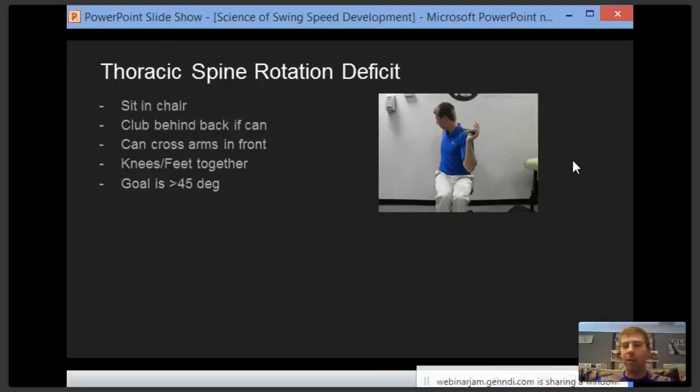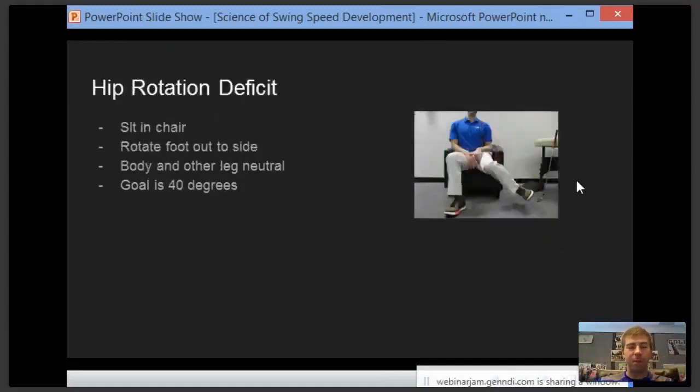So adult meaning 50 plus. There is a difference, and there's a difference between guys and girls too. But this looks at your T-spine rotation, and then a hip rotation deficit. So we want to get beyond 45 degrees there. If my right leg in that chair is at 0, and you see my shin coming out to the side, it's actually beyond 45 degrees. That's what we're looking to see, at least 40 there.